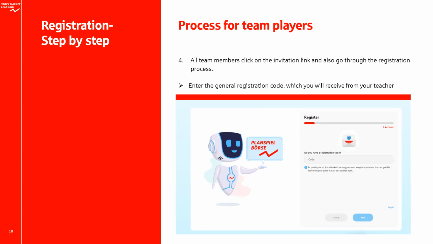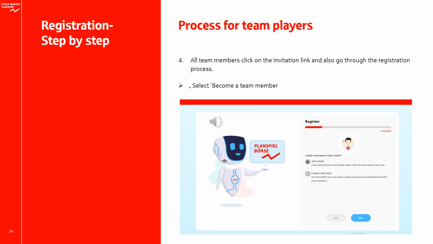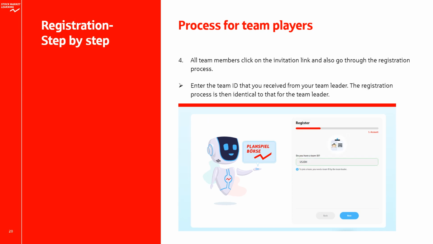The registration process is almost the same for team members. Firstly, you need to enter the general registration code, which you will receive from your teacher. You must then select Become a team member. After you have clicked on Become a team member, the window with the team ID will open. Now enter the ID your team leader sent you. After this step, the registration process is exactly the same as for the team leader.